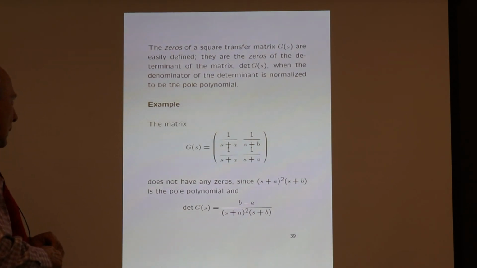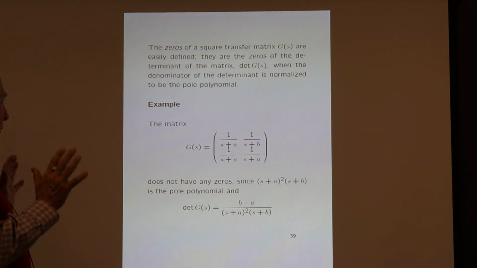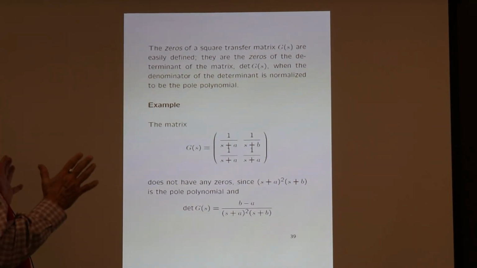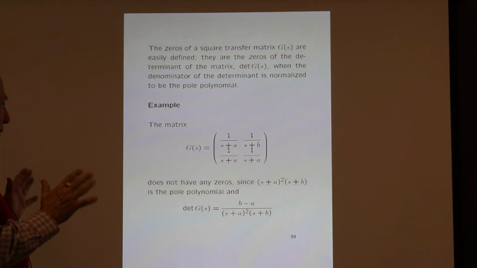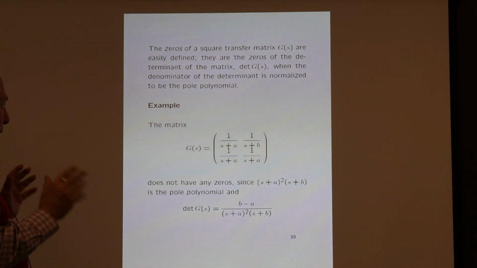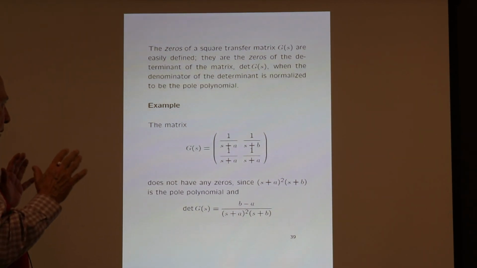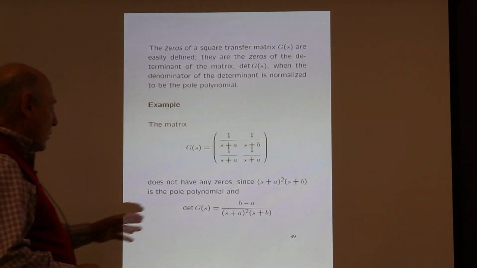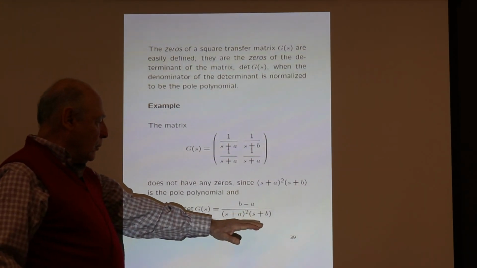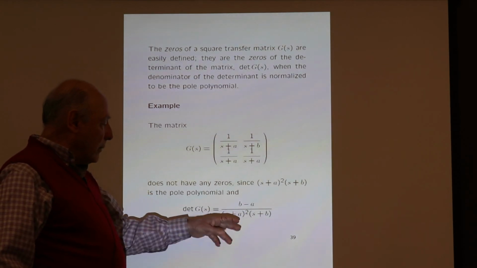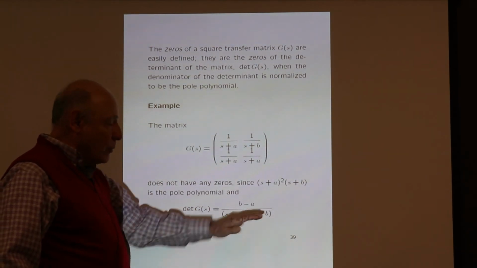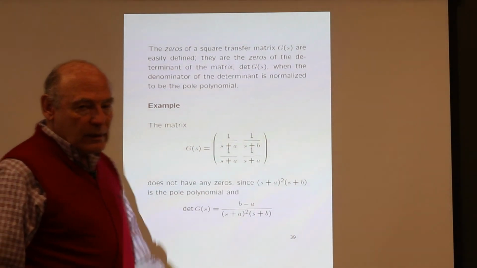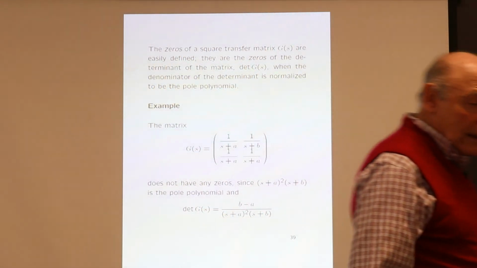So this is the trick. It's easy to compute because it's just the zeros of the determinant. But that has to be done with a qualification: the zeros of the determinant when the denominator is the pole polynomial. So you put the pole polynomial and then you complement with whatever you need to make the denominator the pole polynomial. And then the zeros will be the zeros in the numerator of that determinant.